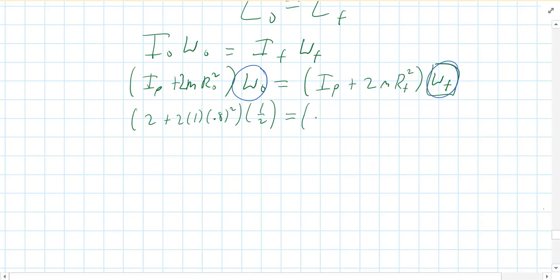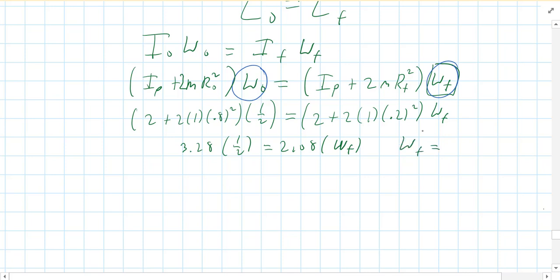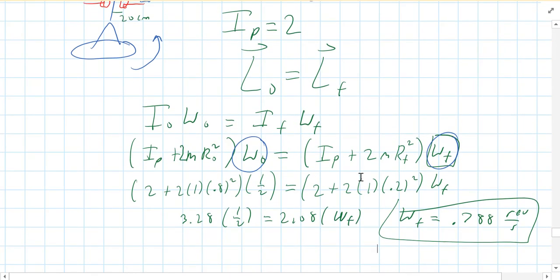All right, and then our final, we still have a person. There's still 2. But now the masses, their location has changed. Their radius now is 0.2, and I have to square that, and this will be omega final. So I end up with 3.28 times a half equals 2.08 times omega final. And if you solve for omega final, I get about 0.788 revs per second. So I've increased my angular velocity by quite a bit there. That's over 50%. So just by bringing your arms in with these weights, you're going to spin much faster than you were spinning beforehand. Okay.